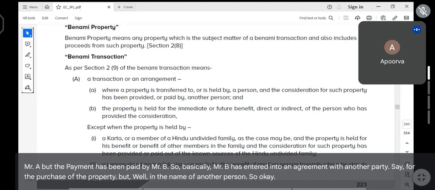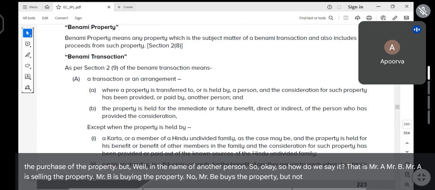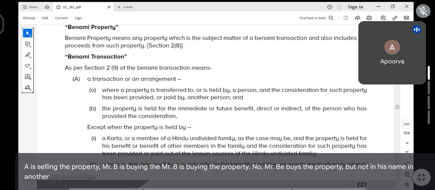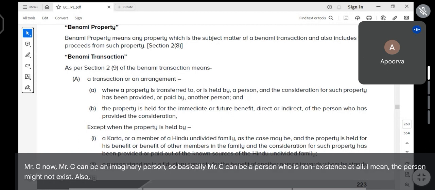So how do we say it? There is Mr. A and Mr. B. Mr. A is selling the property, Mr. B is buying the property. Now Mr. B buys the property, but not in his name, in another person's name, Mr. C. Now Mr. C can be an imaginary person. Basically, Mr. C can be a person who is non-existent at all. The person might not exist also. That particular transaction is called a Benami transaction.